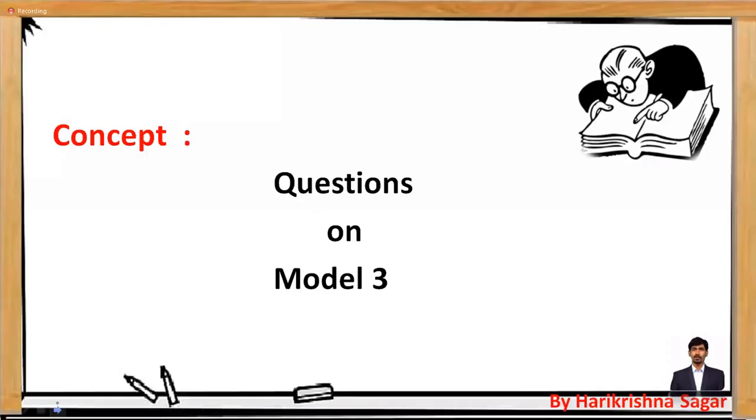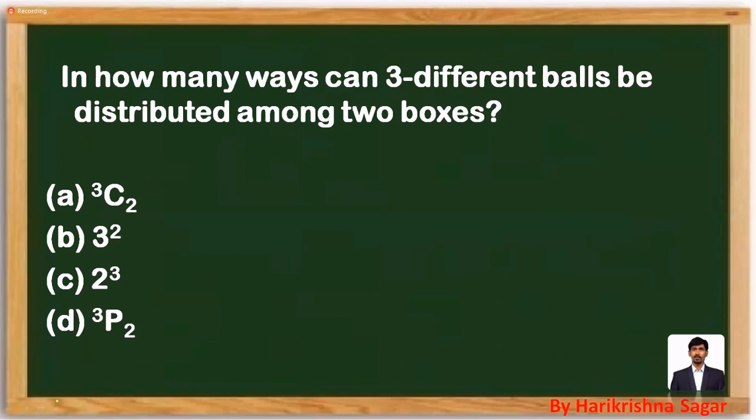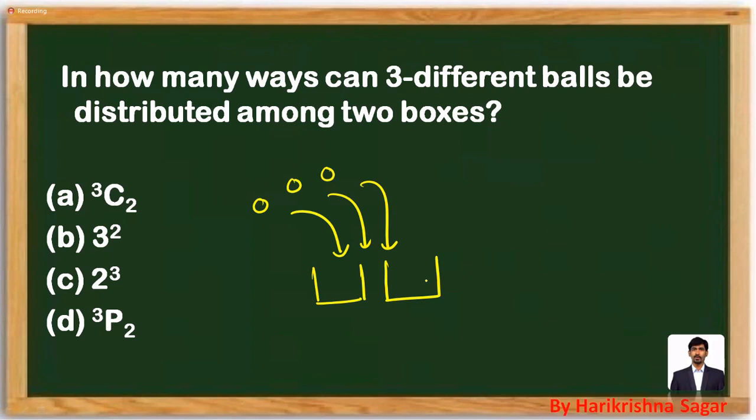Look at how the model 3 questions are given. Model 3 questions are given like this. How many ways can 3 different balls be distributed into 2 boxes? So you can observe there are 2 boxes available and 3 different balls. The first ball we can keep in the first box or second box.